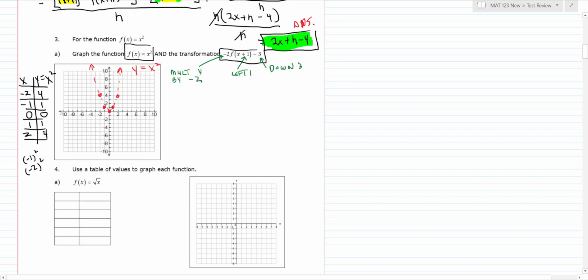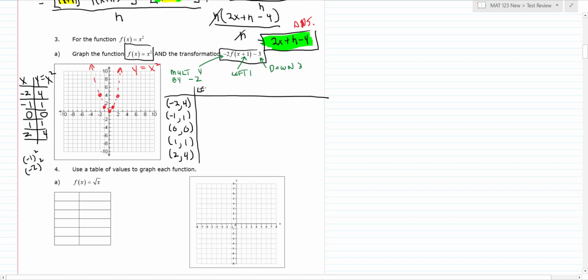Now you can do this without a chart or with a chart. It's up to you. What I'm going to do is write down the 5 key points I have: (-2, 4), (-1, 1), (0, 0), (1, 1), (2, 4). Then I'm going to make a table for this. You have to do this in order. You have to do the left, then the multiply, then the down. You're following order of operations. You're working inside parentheses, then multiplying, then subtract.